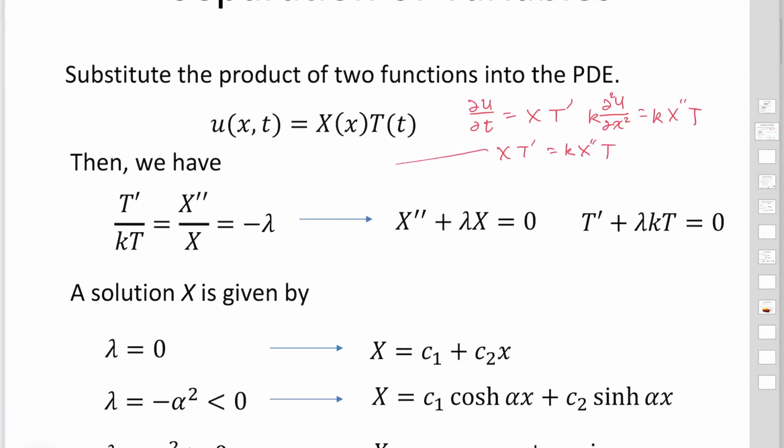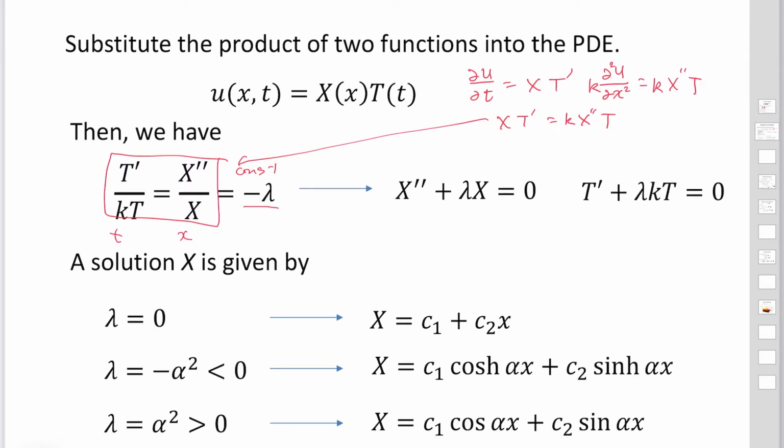So from this equation, you have this equation. The left hand side is a function of t alone, and the right hand side is a function of x alone. To satisfy this, both have to be equal to a constant value. As the constant value, we choose minus lambda. From the single equation, we derive two equations: one for capital X and one for capital T.